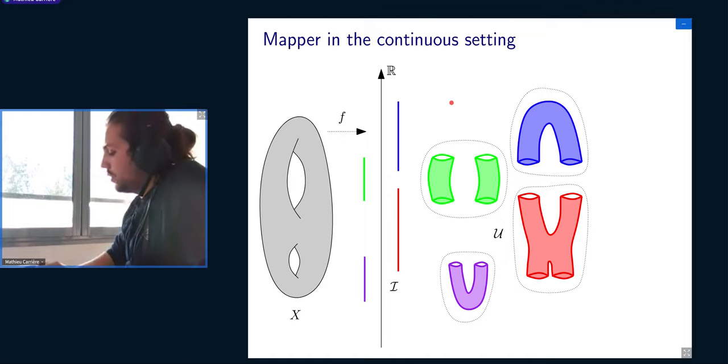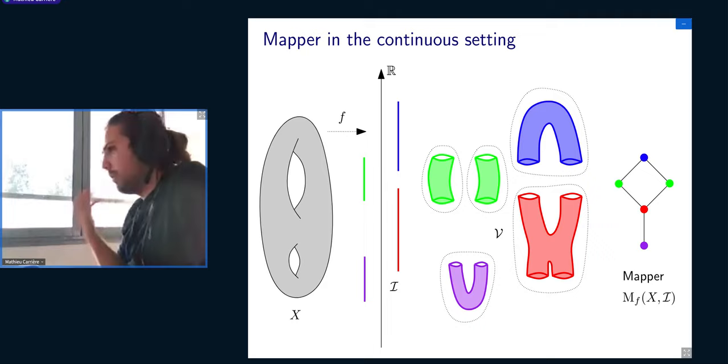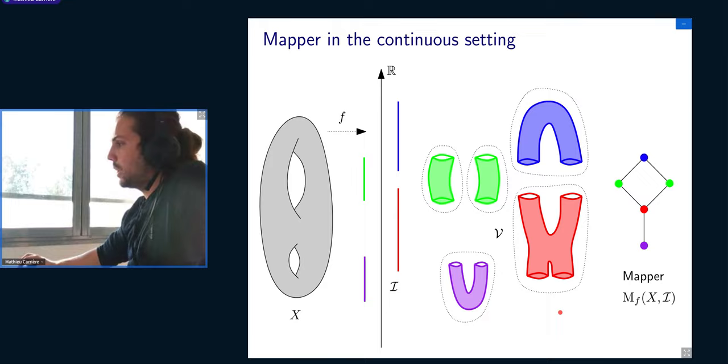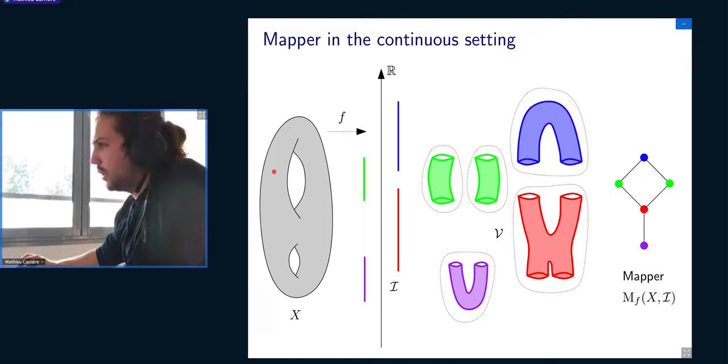And then what we call the mapper in topological data analysis is just the nerve, as I just described, of that particular cover, right? And in that case, you can see that indeed, I managed to get in that complex some of the topology of the data set, right? I recovered one of the loops. I missed the smaller one, though.